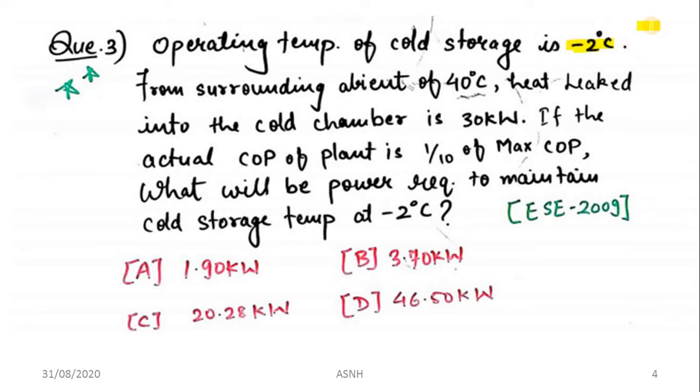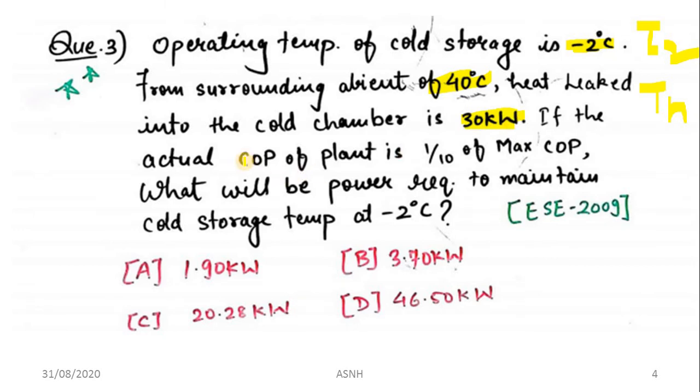Okay, or you can say it as the lowest temperature. So this is the lowest temperature, and this 40 is nothing but the highest temperature. You can write it as TH. Now, into the cold chamber is around 30 kilowatt, meaning the power required is around 30 kilowatt.